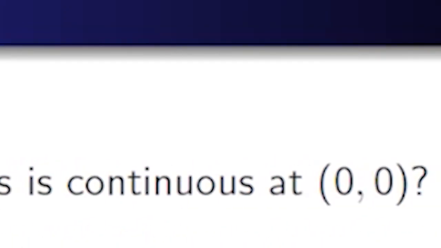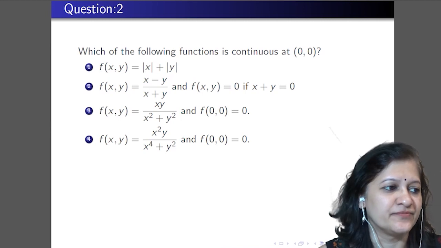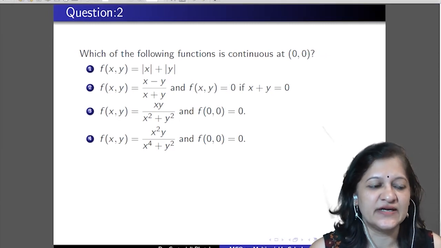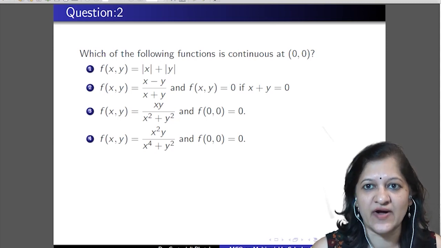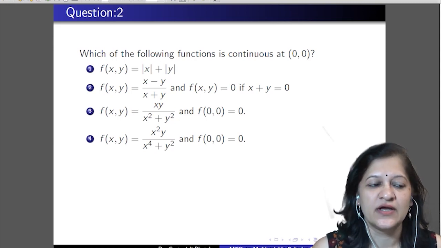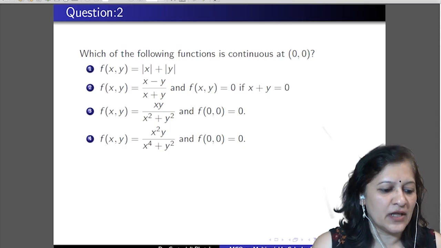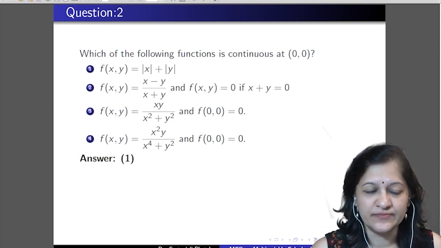Second question is about the continuity at origin. We know that a function is continuous at (0,0) if the limit of f(x,y) as (x,y) tends to (0,0) is f(0,0). Now the answer is 1.